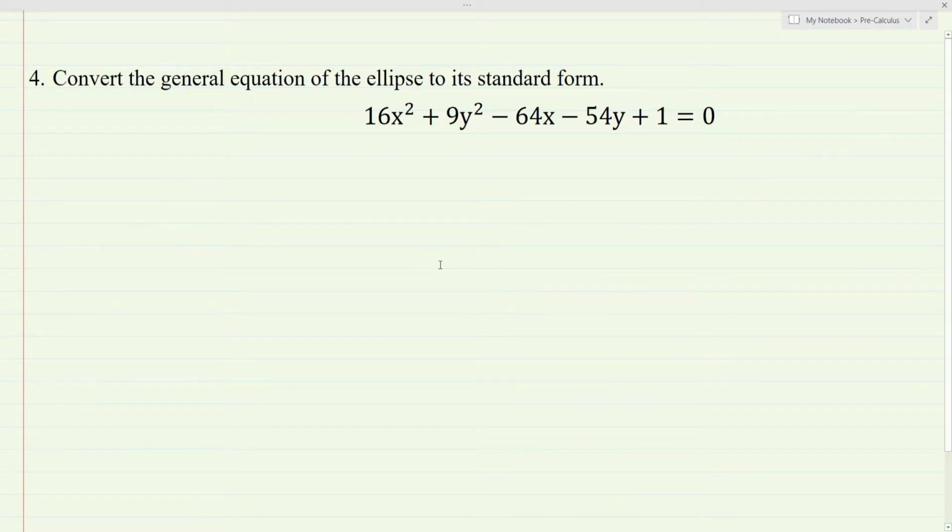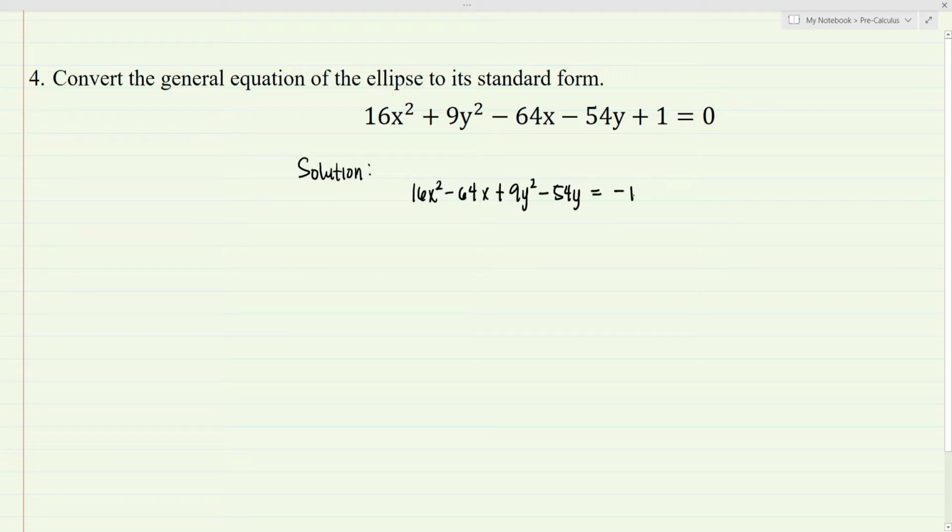Now, for the next problem, we have here 16x squared plus 9y squared minus 64x minus 54y plus 1 equals 0. Similar to the previous problem, we would have to start by rearranging the terms of our equation. So I would write down first the terms containing x. I have here 16x squared followed by negative 64x plus the terms containing y. I will have here 9y squared minus 54y. Then the constant term will be transposed on the right side, therefore making it equal to negative 1.